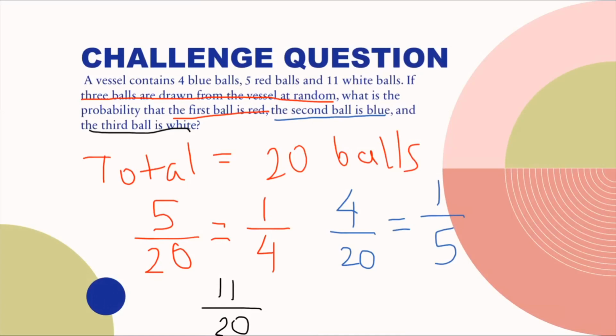And there you have it. This is the answer. That means the probability that the first ball is red will be 1 by 4, second ball is blue will be 1 by 5, and third ball is white will be 11 by 20.